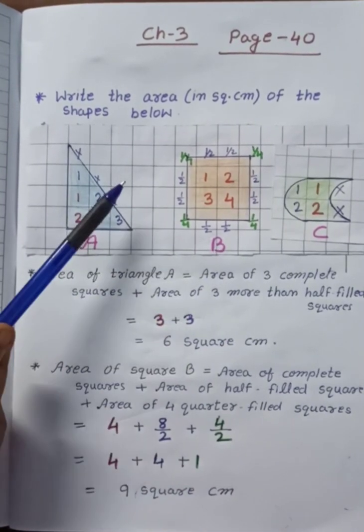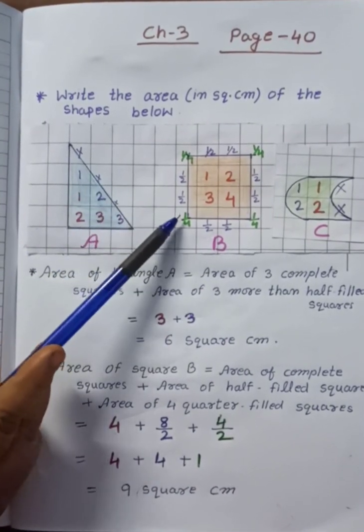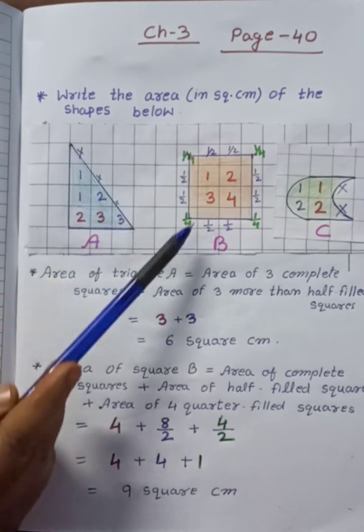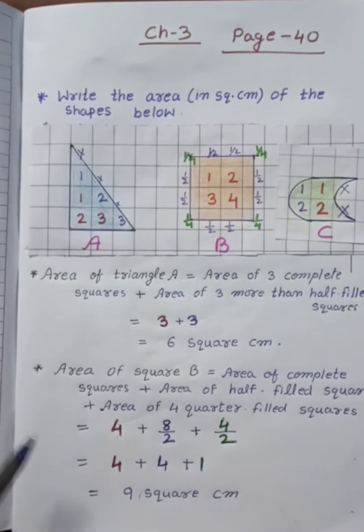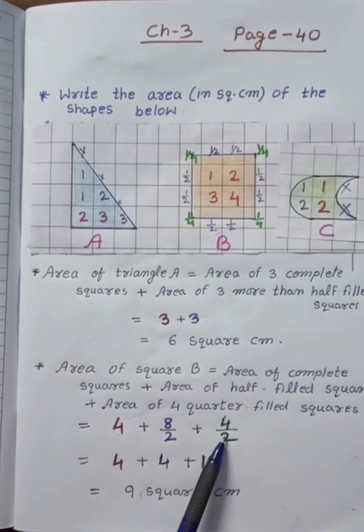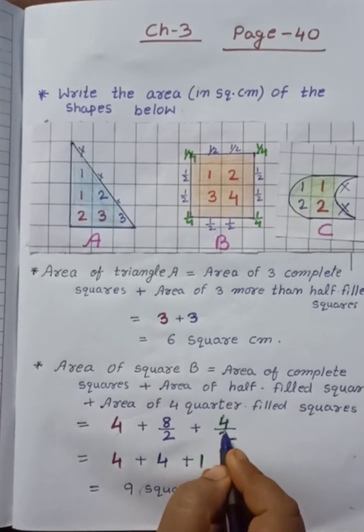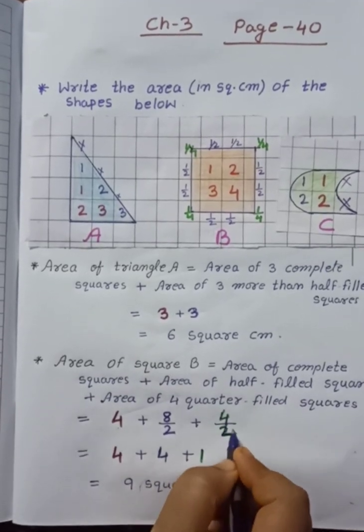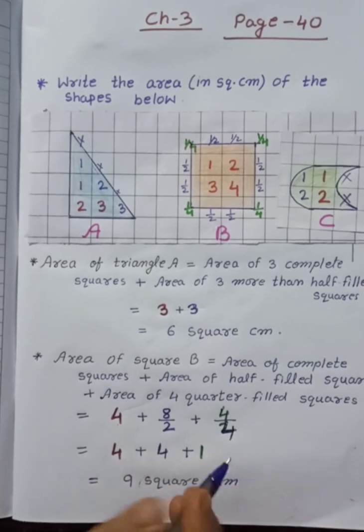So how many quarters filled square here? 4. 1, 2, 3 and 4. So we will write here 4 by 4. We will not write 4 by 2. We will write 4 by 4.